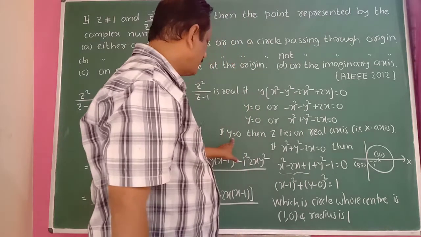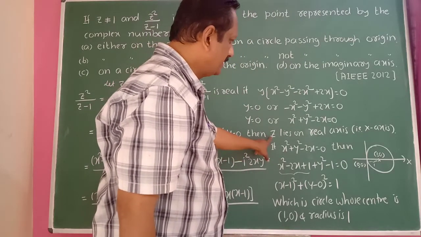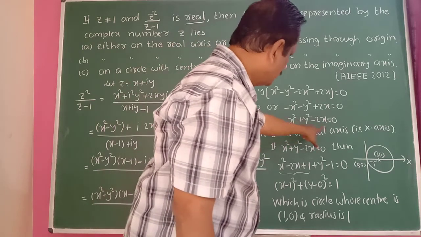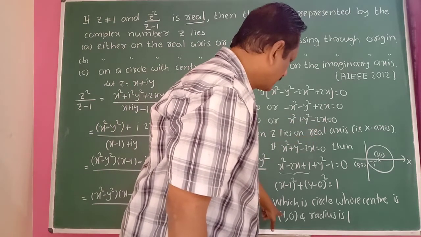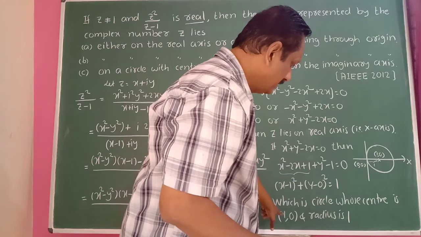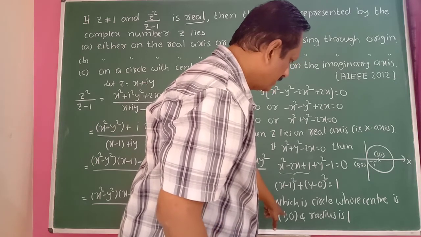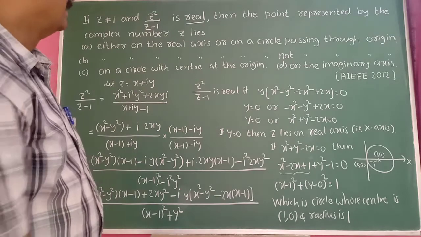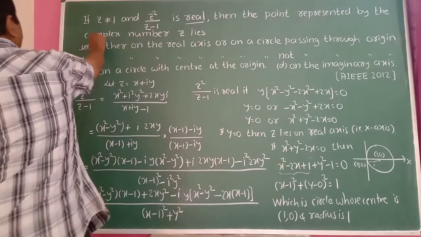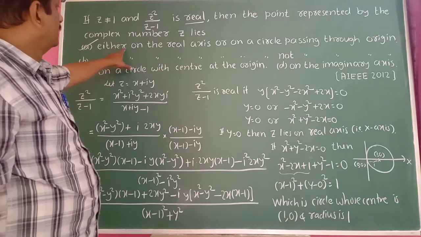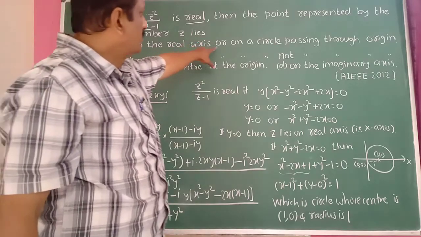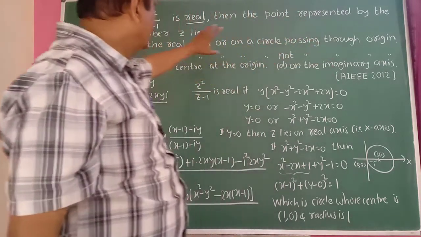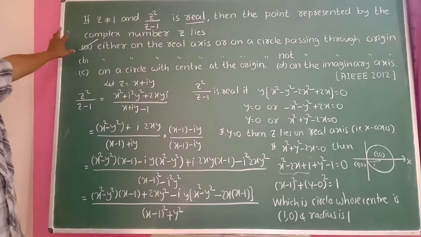So if y is 0, then z lies on the real axis. And if this term is 0, then z lies on a circle whose center is 1, 0 and radius is 1 and passing through the origin here. Hence the first option is correct here: either on the real axis or on a circle passing through the origin. So the first option is correct here.